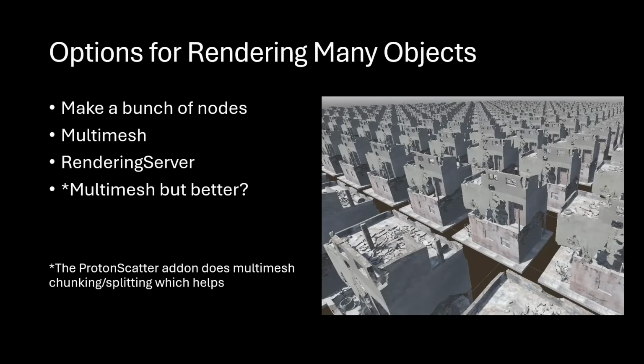So when you want to render a whole bunch of objects, you do have some options. You can make a whole bunch of nodes in the scene tree, so those will be MeshInstance3Ds. You have another option of using a MultiMesh, right? That resource goes with a MultiMeshInstance3D node. And this is the one that people tend to jump to a lot, but I don't think people really realize some of the trade-offs that are involved in MultiMeshes.